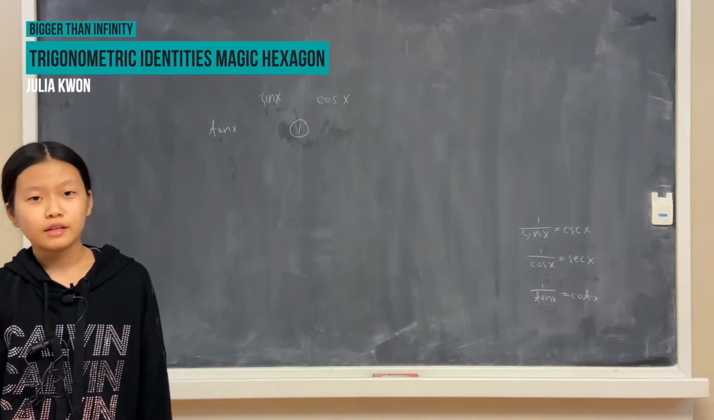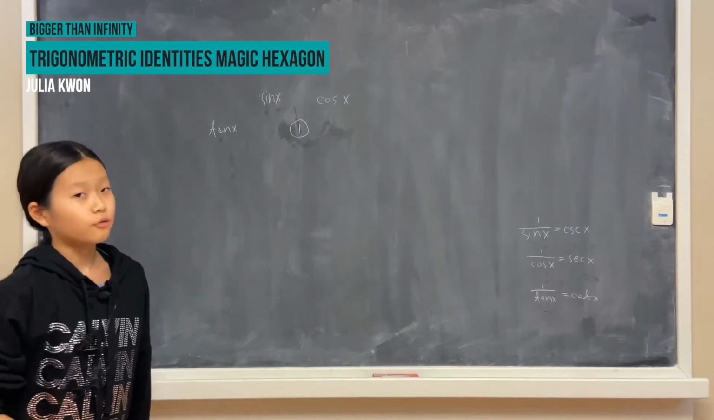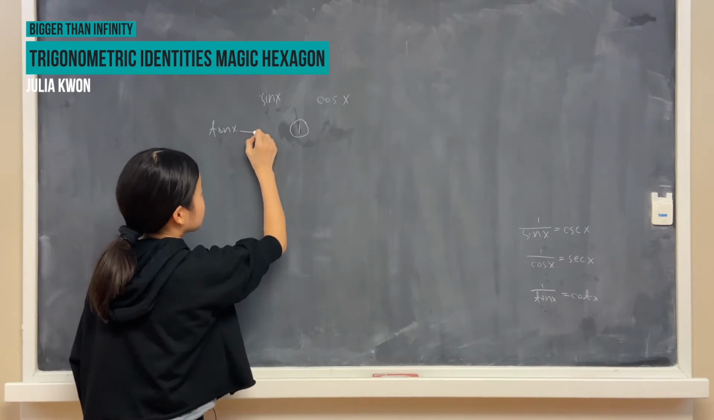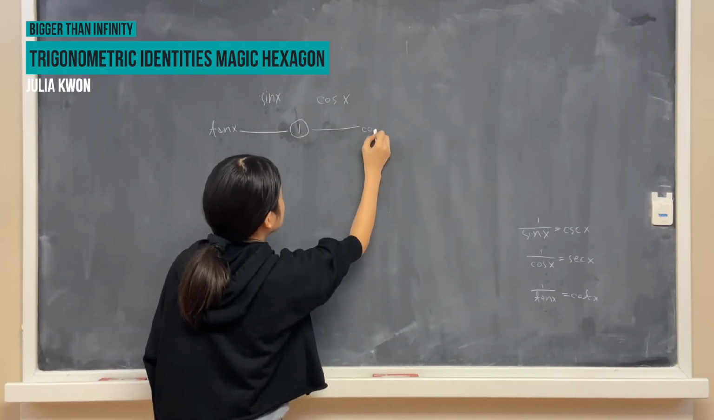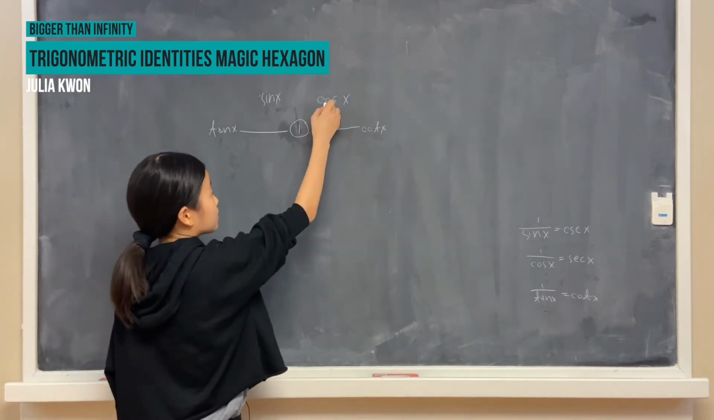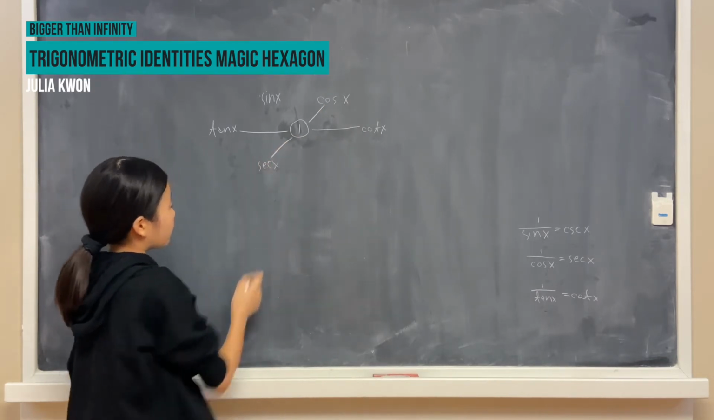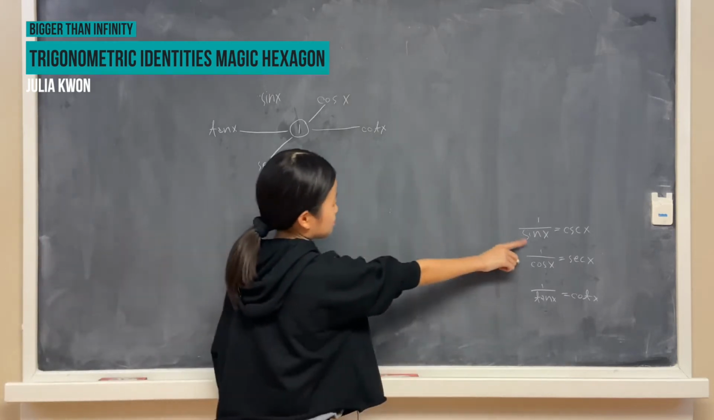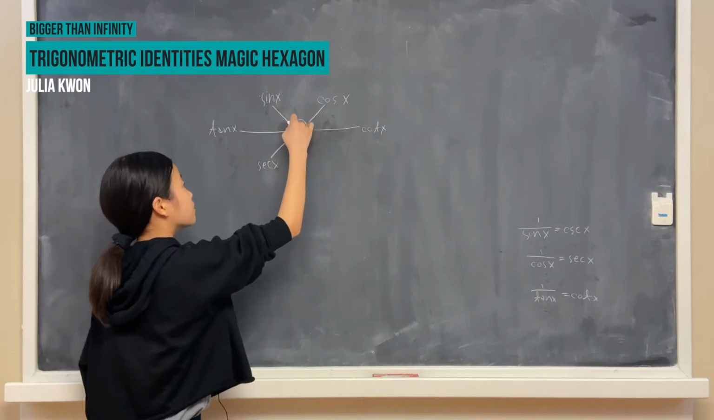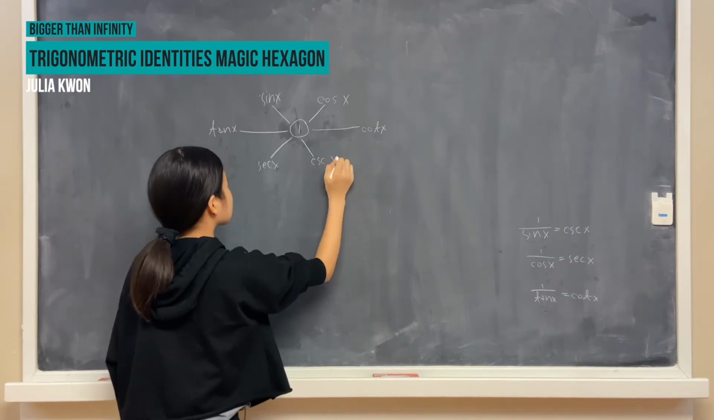And then what I do is write the reciprocal of each of these three functions across from it. So for the tangent x, the reciprocal is cotangent x, and the reciprocal of the cosine x is the secant x. And by the way, if you don't know the reciprocals, then you can just look over here. And the reciprocal of the sine x is the cosecant x.